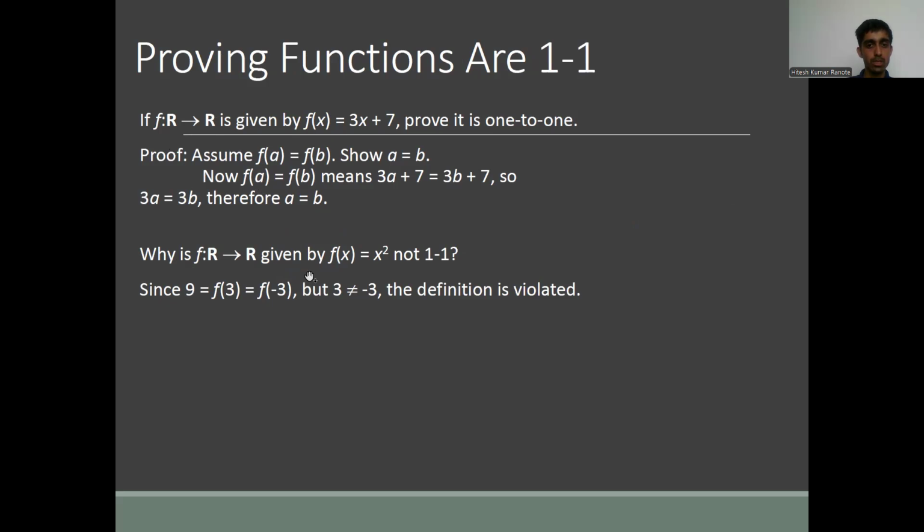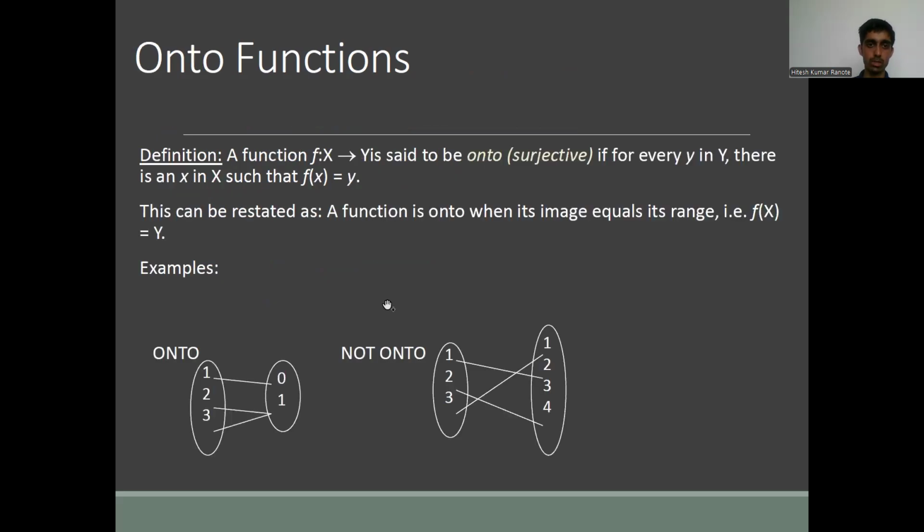And this is an example which is not one-to-one. f from R to R given by f(x) = x squared is not one-to-one, since 9 = f(3) = f(-3), but 3 is not equal to -3. So this is not one-to-one.